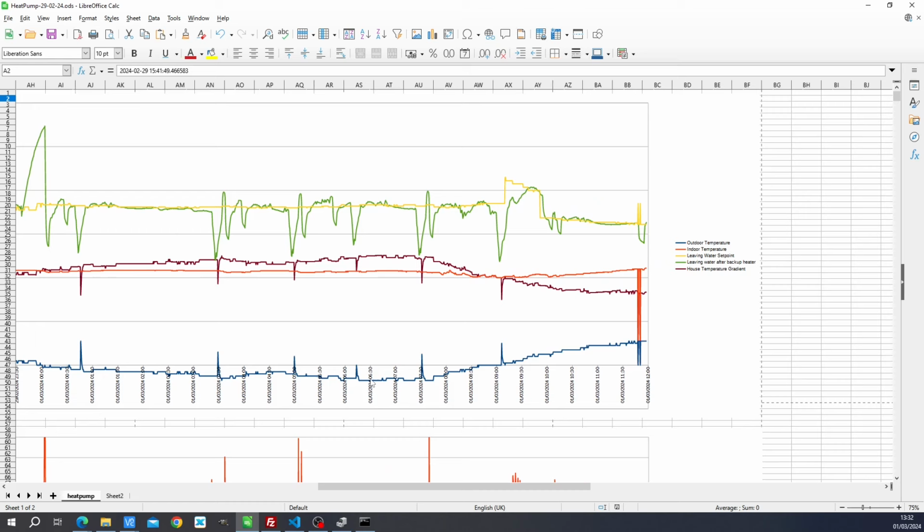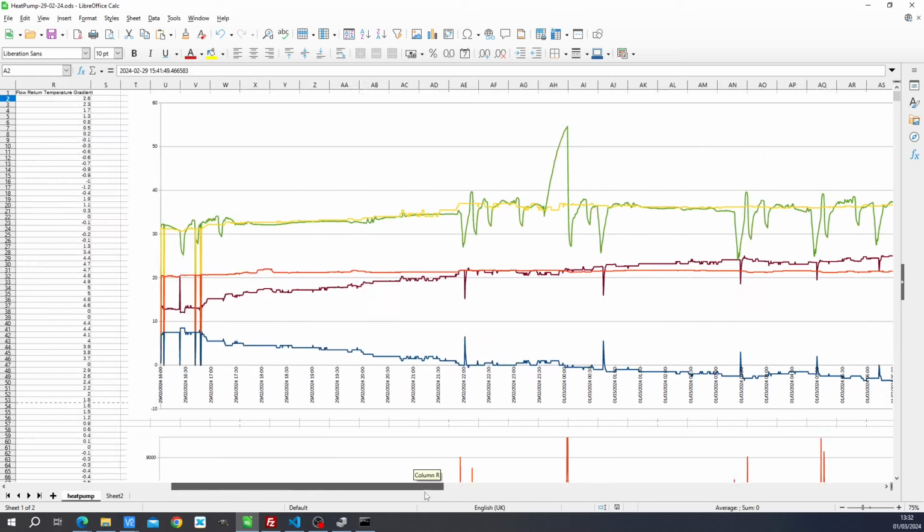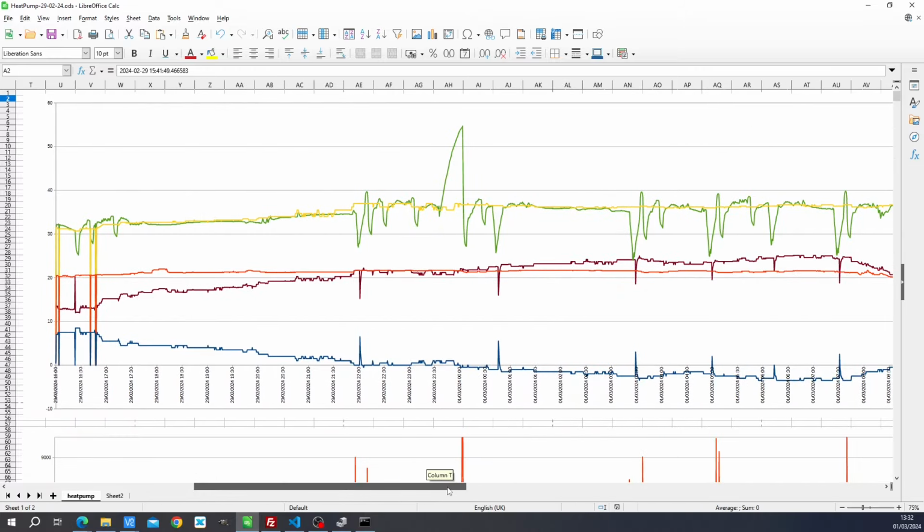You can see we were having some frosts overnight. We've got the indoor temperature, and this is very interesting. This setting which I had of just using leaving water temperature and weather dependent curve for setting your output, it maintained a fairly constant temperature inside the house. That's really very good. What else have we got?